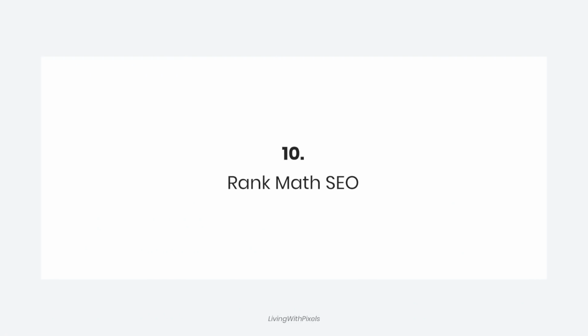So let's just get started with number 10. The first plugin that you need to have is Math SEO. Most people know Yoast SEO. Yoast SEO is the #1 SEO plugin in the world. For the people that don't know what SEO is, SEO means search engine optimization. So with a plugin like that, you can optimize your website for Google.